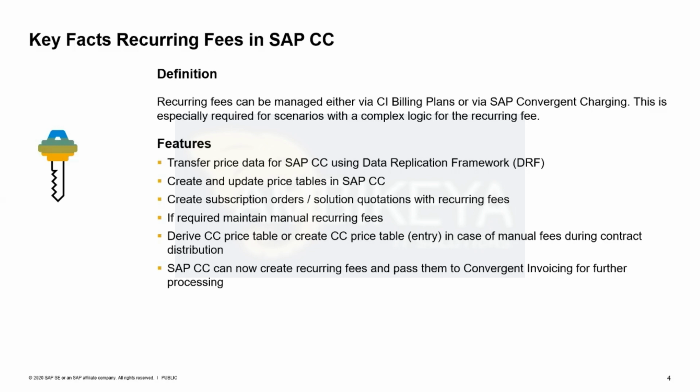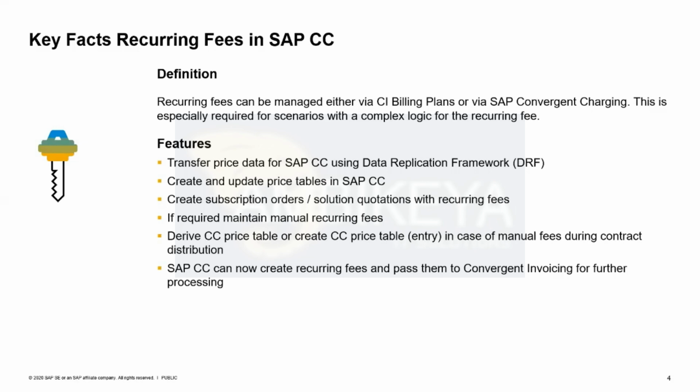The features that we support: it is now possible, when you are maintaining SD pricing, to replicate these prices to CC using the framework called DRF, Data Replication Framework, which is used as a framework for distributing master data. Once this distribution is in place, it checks if the price table already exists for that product. If the price table doesn't exist, then it creates a new price table and creates a new entry.